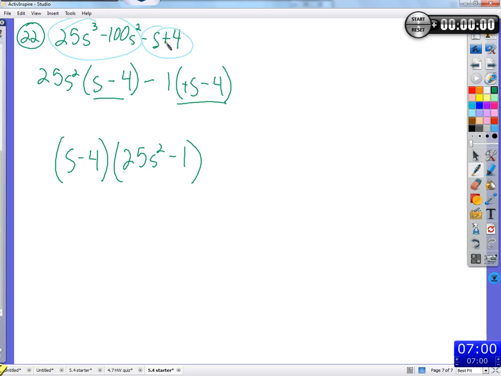First you group them, you look for things that you can pull out, common factors among here, common monomials. The common monomial here was negative 1. Get the parentheses to be exactly the same. There you go, there's a 1 in that parentheses. We're factoring out this common factor of s minus 4, and what we're left with is 25s squared minus 1.